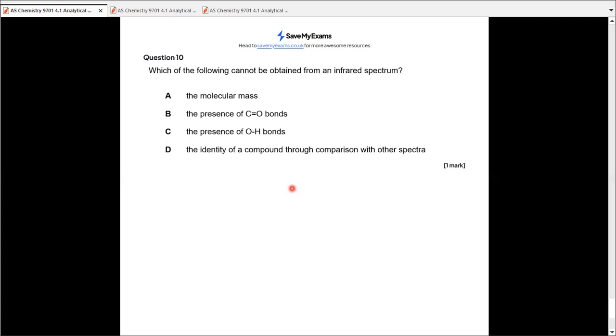We can get the presence of bonds because different bonds resonate at different frequencies, or the wave numbers give us an idea what type of bond is probably present. So B is true, C is true. When we compare it with other spectra like NMR, like mass spectrometry, it can really easily give us the identity of the compound, but molecular mass alone from infrared spectrum, that's not possible. That's why we take help of other spectra. So A is the correct answer. Good.